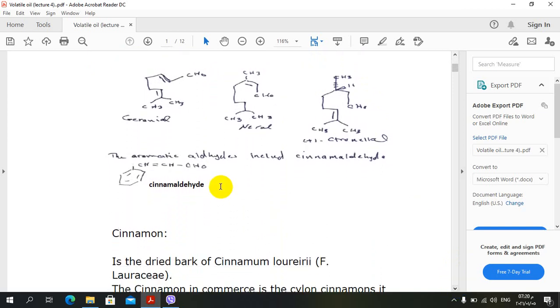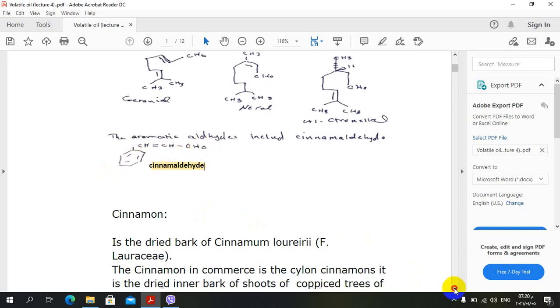إذا كان عندنا جيرانيال، إذا عندكم هنا جيرانيال والCHO، وعندنا النيرال اللي هو الCHO أيضا، وعندنا سترونellal اللي هي الCHO. موجودة ذولا 3 kind of acyclic. cyclic 1 هو سيناميل aldehyde اللي موجود عندكم هذا الستركشر قدامكم، ينتهي بنزين رينج CH double bond CH and CHO.